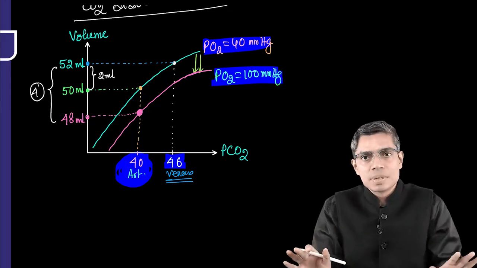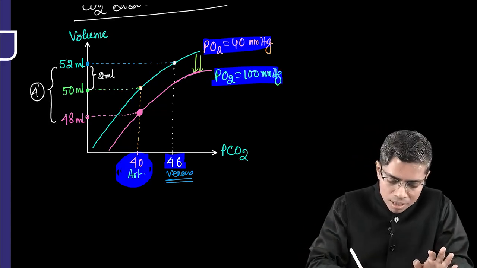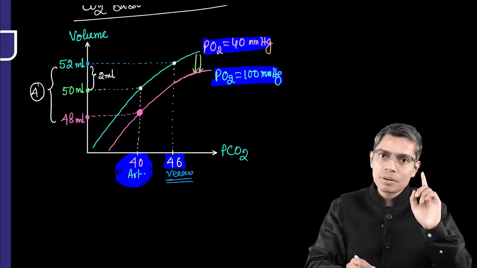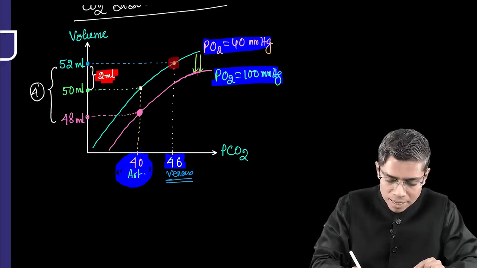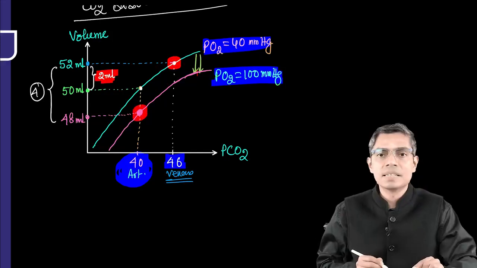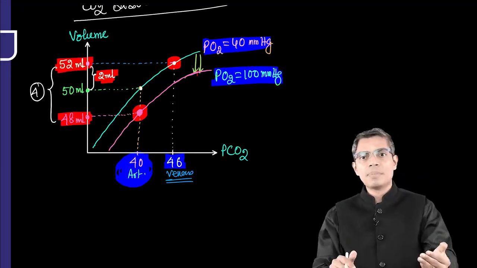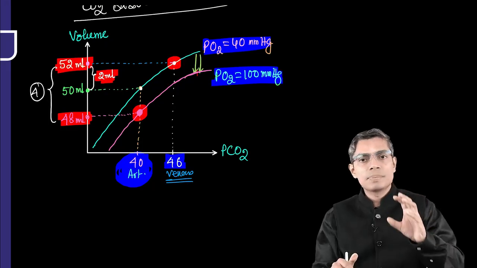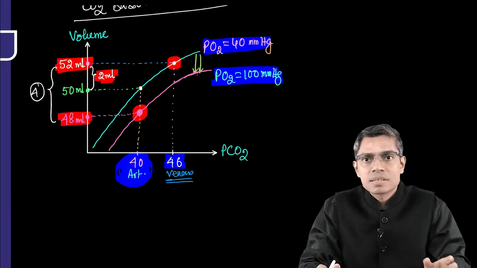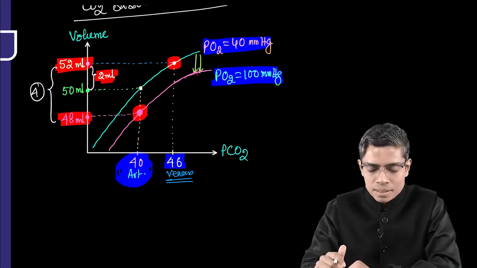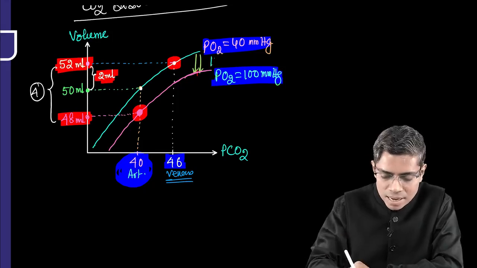Suppose the curve is not shifting in the downward direction, then what will happen to the arterial and venous carbon dioxide difference? Only 2 ml. But because the curve is shifting in the downward direction, I take one point here and another point here. If I look at the difference between these 2 points, the difference is 4 ml. So this downward shifting of the carbon dioxide dissociation curve is very, very important for carbon dioxide transport between arterial and venous blood. And this downward shifting is also known as Haldane's effect.